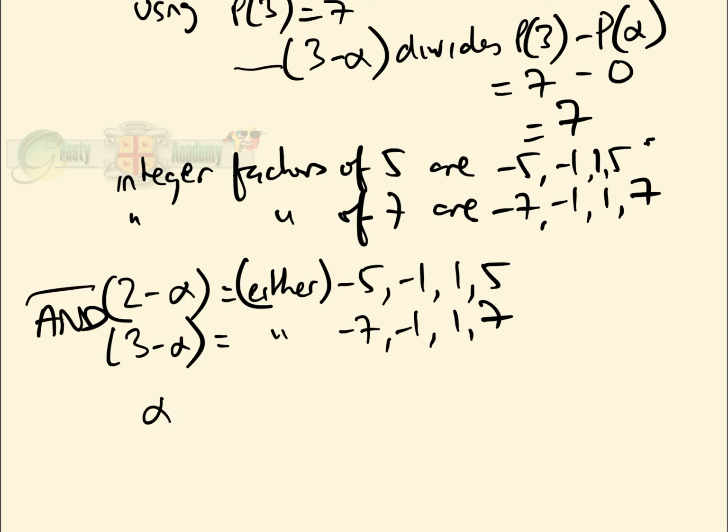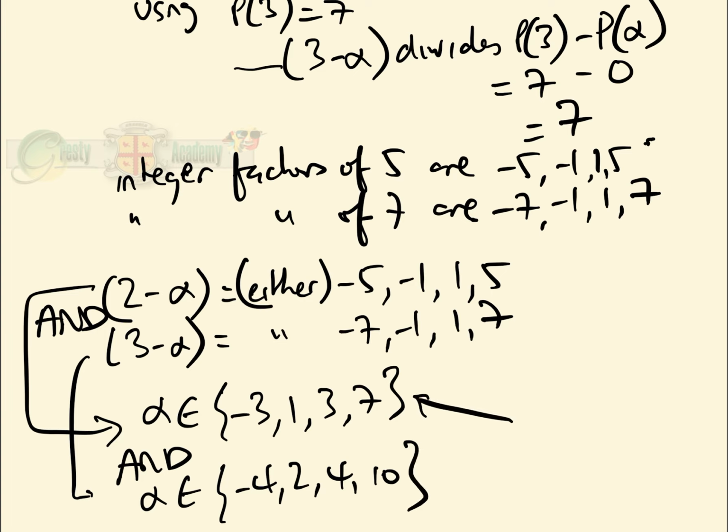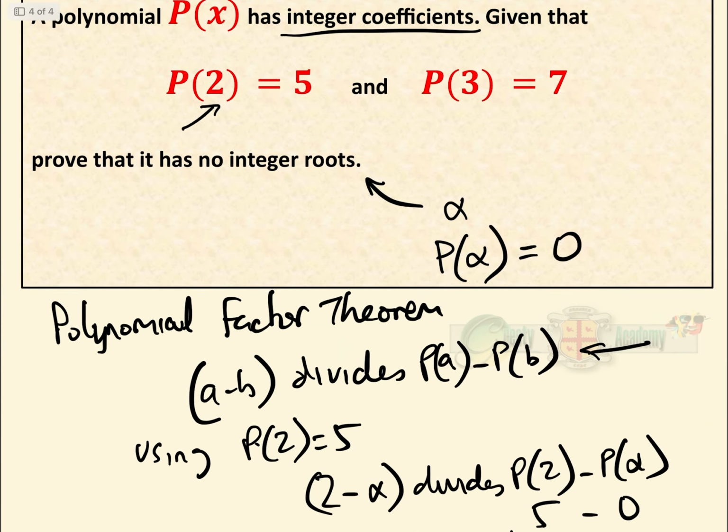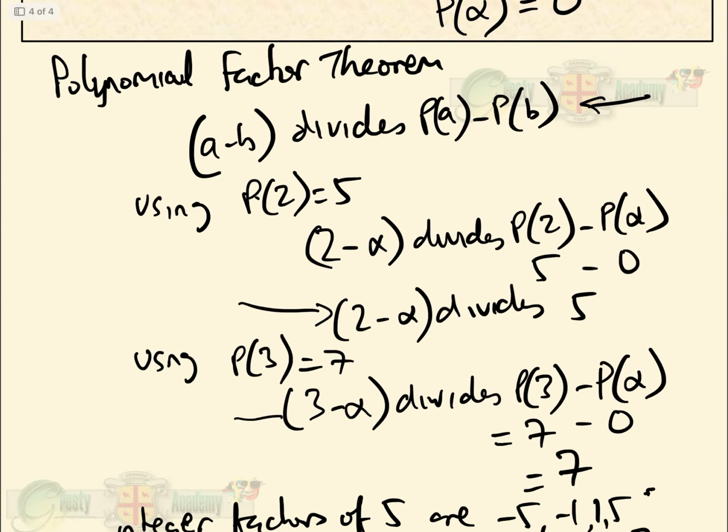Therefore from the first one, alpha has got to be contained in the set minus 3, 1, 3, 7, and from the second one, alpha has got to be contained in the set minus 4, 2, 4, 10. Now the problem is that there are no common elements in these two sets, so alpha can't be contained in both, and therefore we can conclude that there is no integer solution to this polynomial. That's method 1.